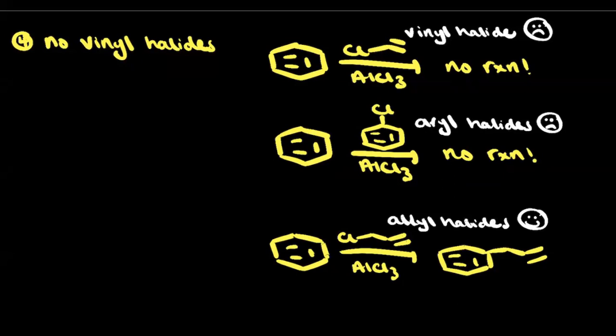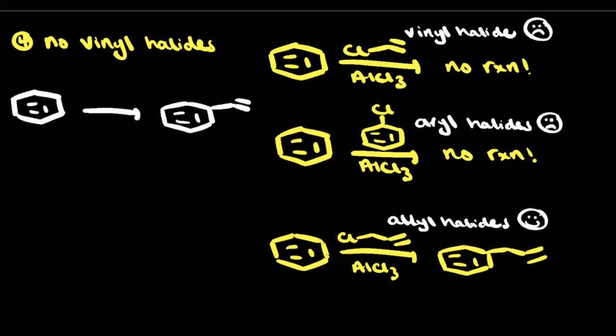But now I have a question for you guys. Is there a way that I can possibly still get this vinyl group here onto this ring? Yes. How so? I'm pretty sure you could do Friedel-Crafts alkylation first and then NBS and HV and then eliminate. Mm-hmm.